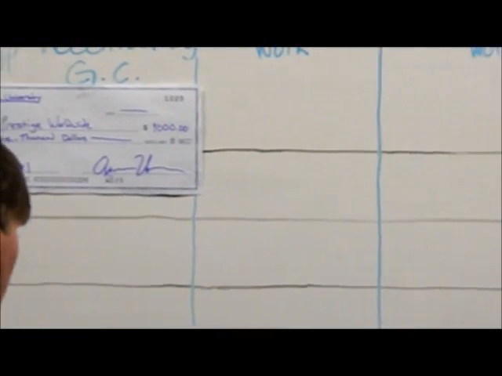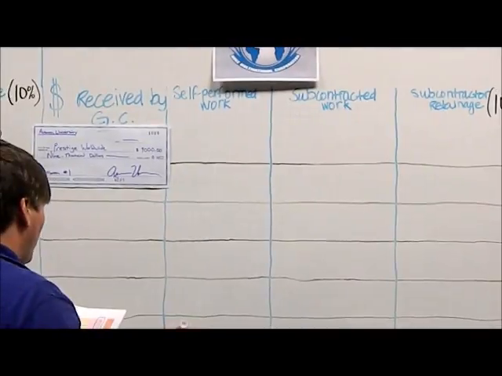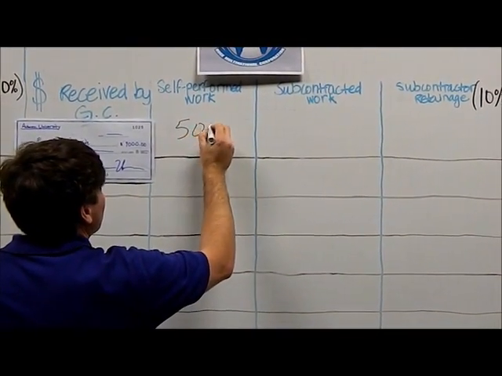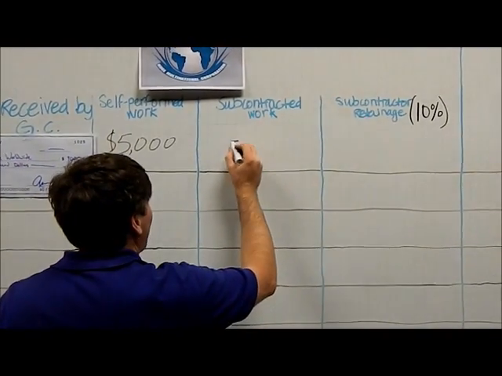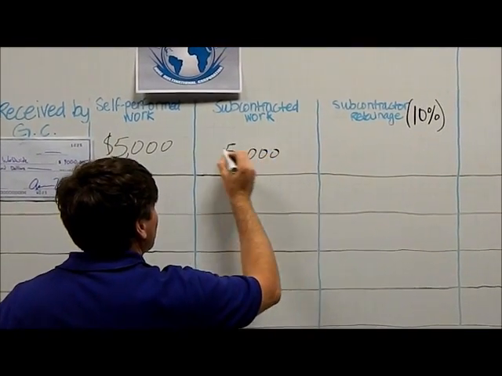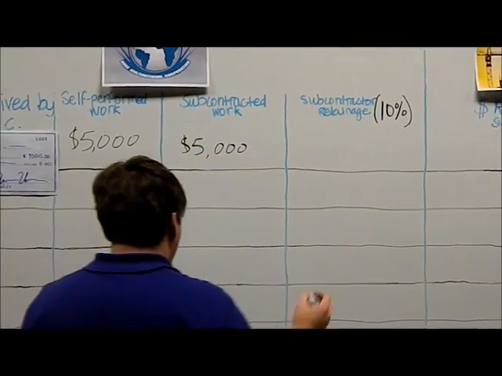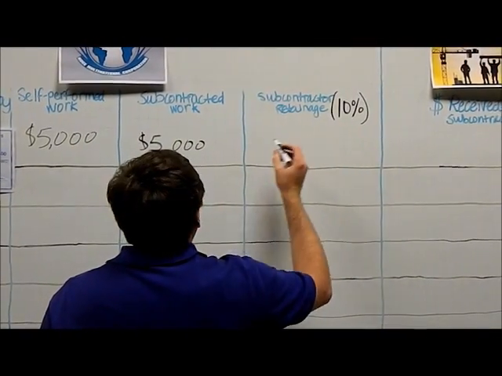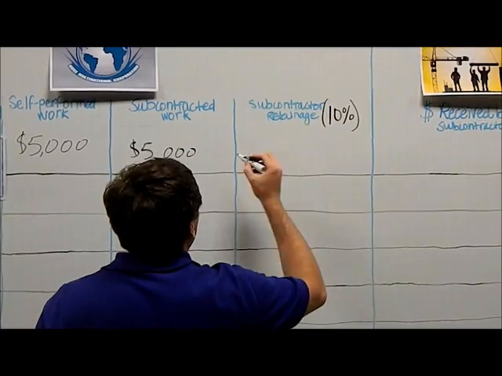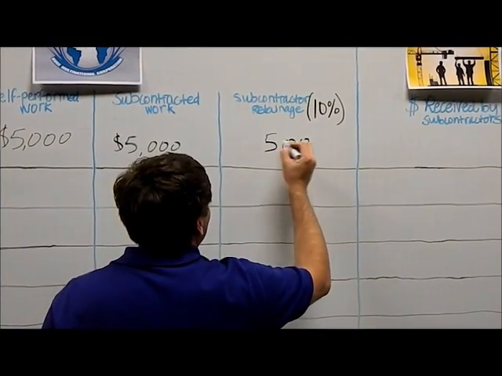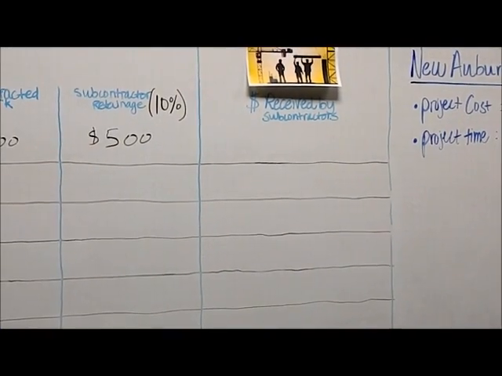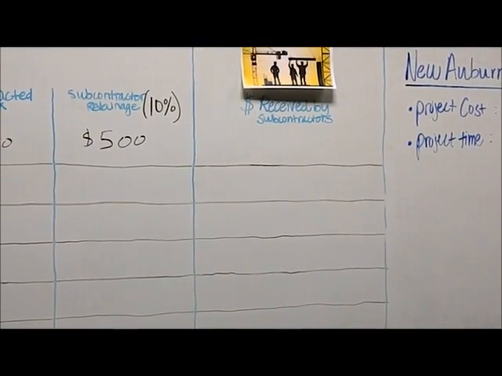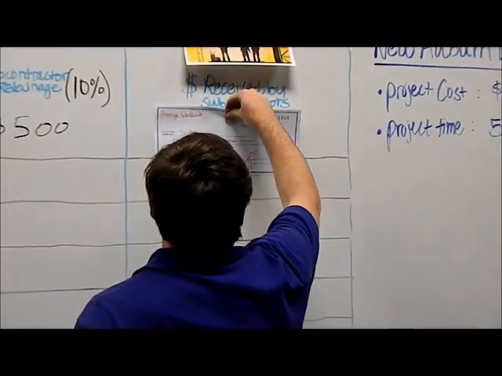So for our self-performed work, we did $5,000. For our subcontractor work, it was $5,000. Our retainage for this month is 10% of $5,000, which is $500. And so our sub got paid this month a total of $4,500.